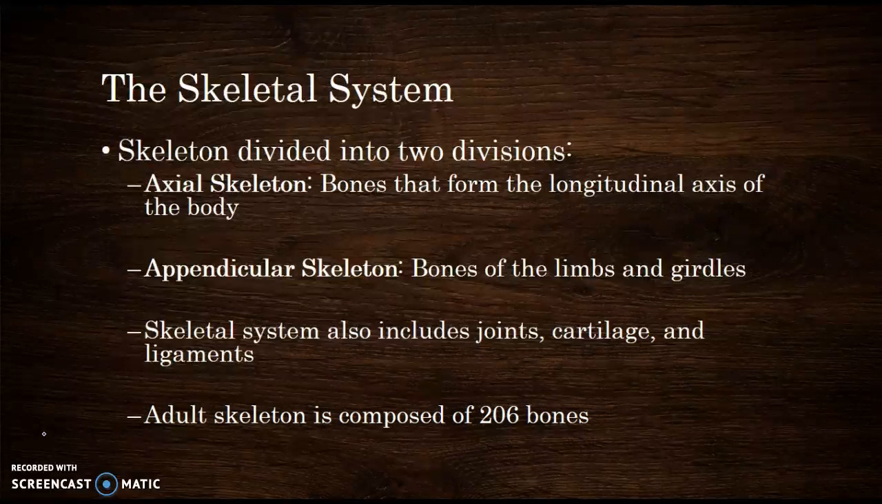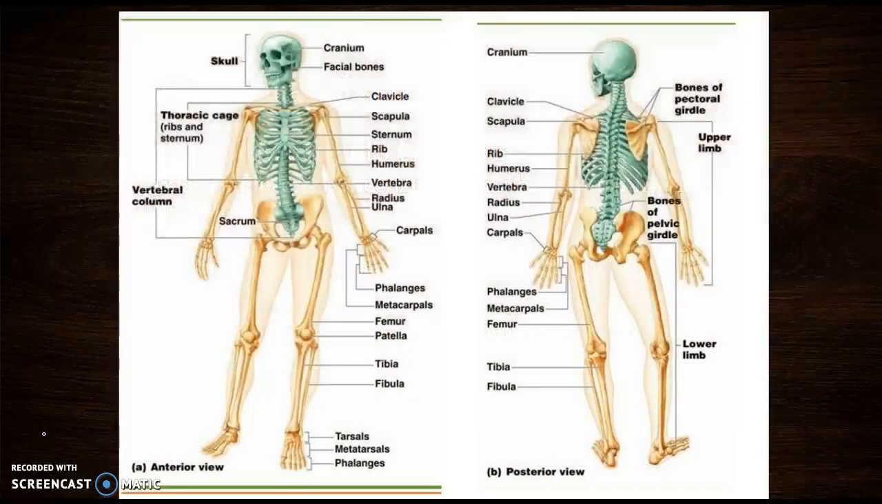Now the skeletal system doesn't just include bones, it also includes all your joints, your cartilage, and your ligaments. And the adult skeleton is composed of 206 bones.